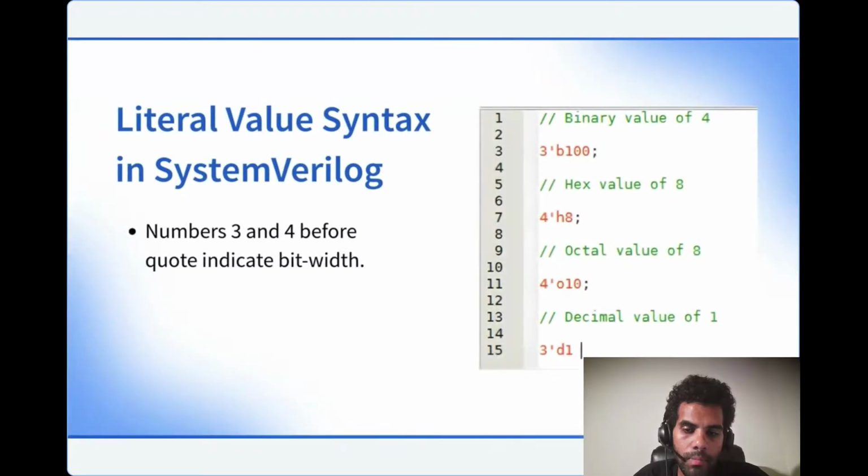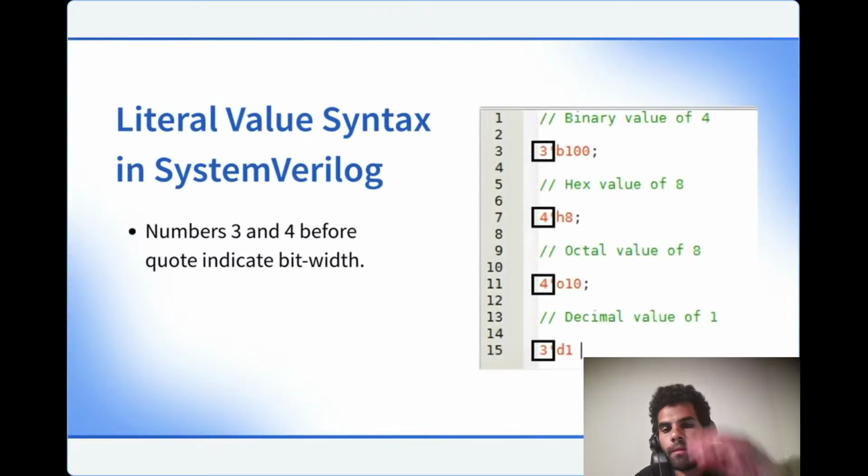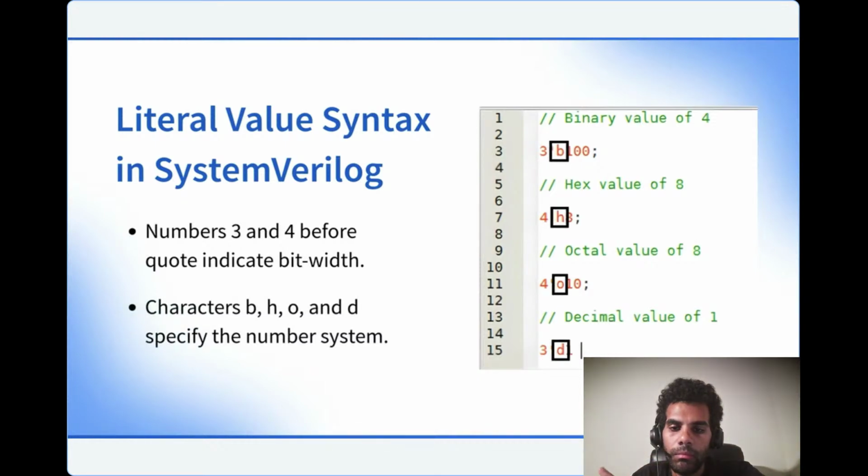So the number before the quote indicates the bit width. In our example, they have a bit width of 3 and 4, and the character after it, the B, H, O, or D, tells SystemVerilog which number system we are using.